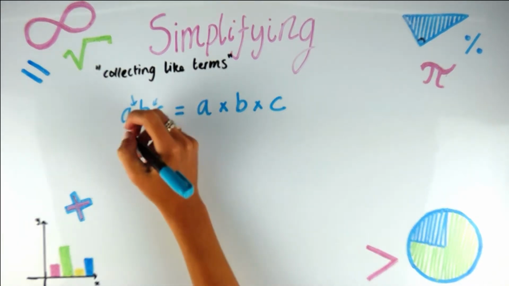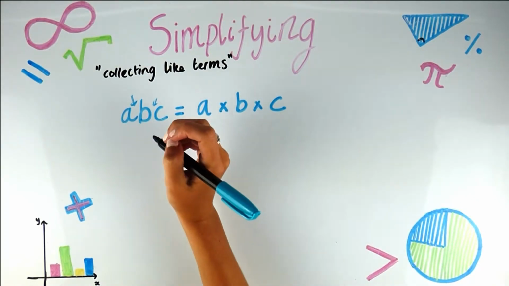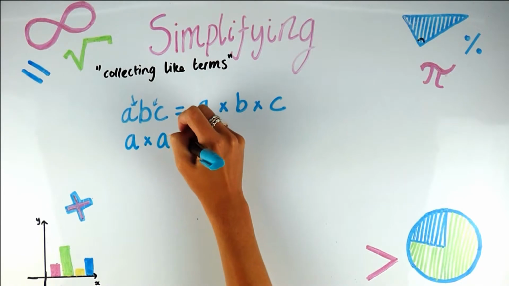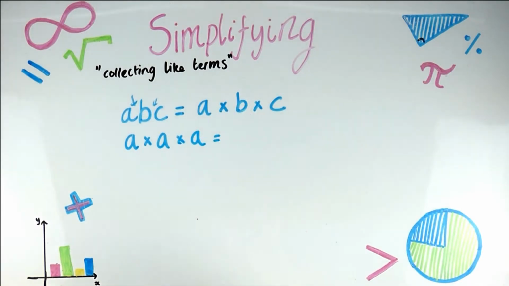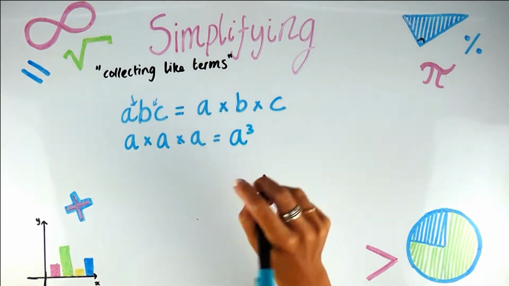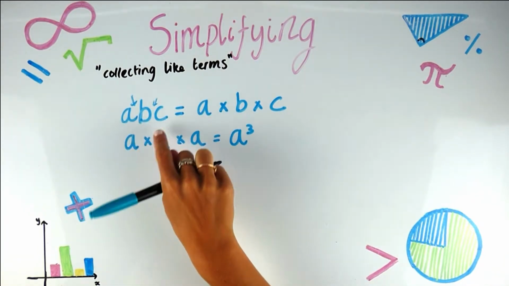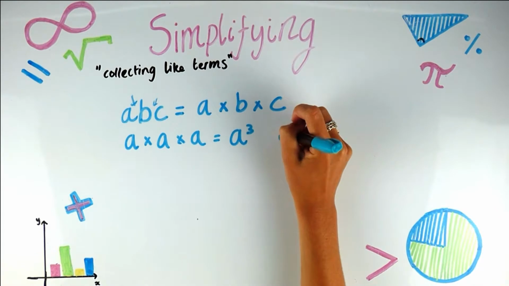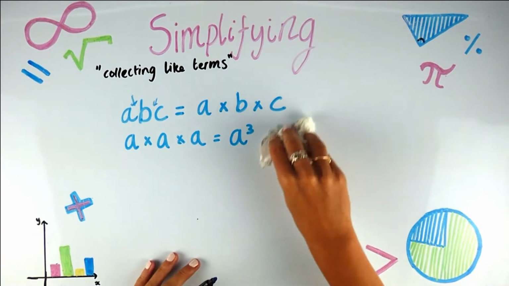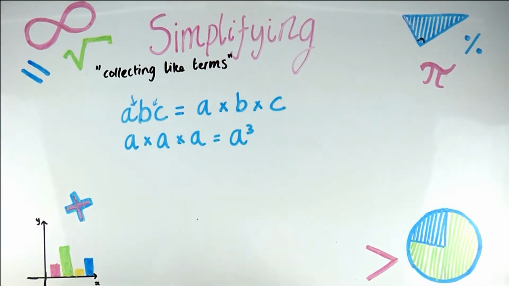So for example, if I had A times A times A, that would be A cubed, which we know from the past, which is kind of like ABC, but it'd be AAA. But you would not write that, because that looks a bit weird for obvious reasons, so that's why we have this type of stuff.